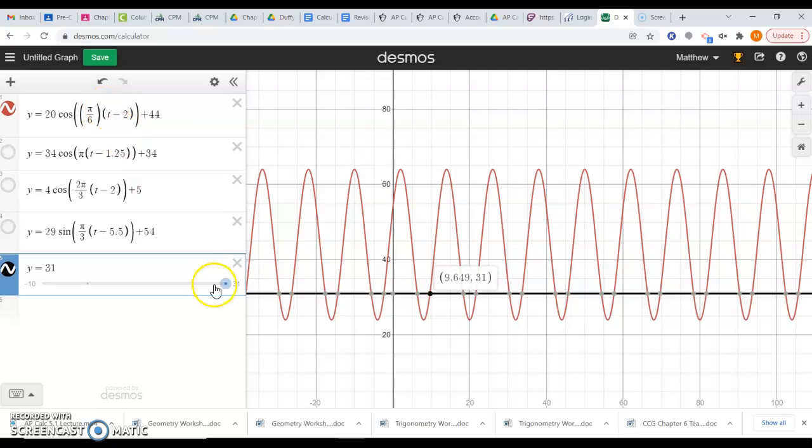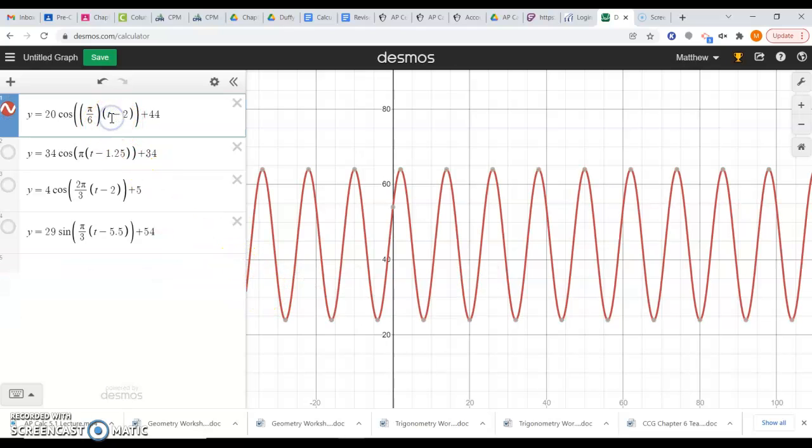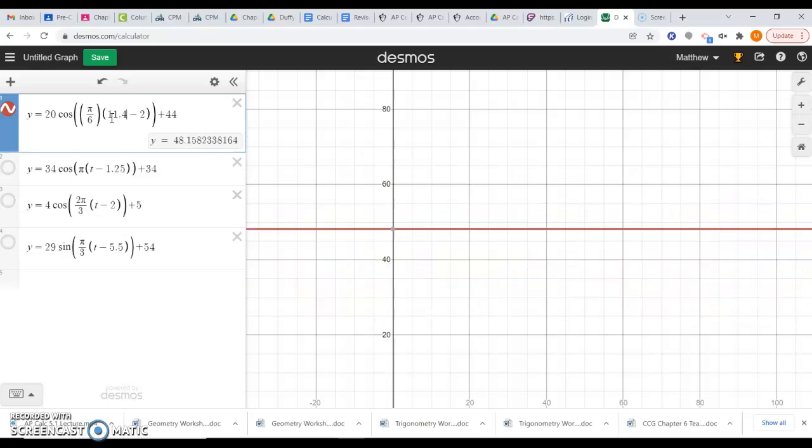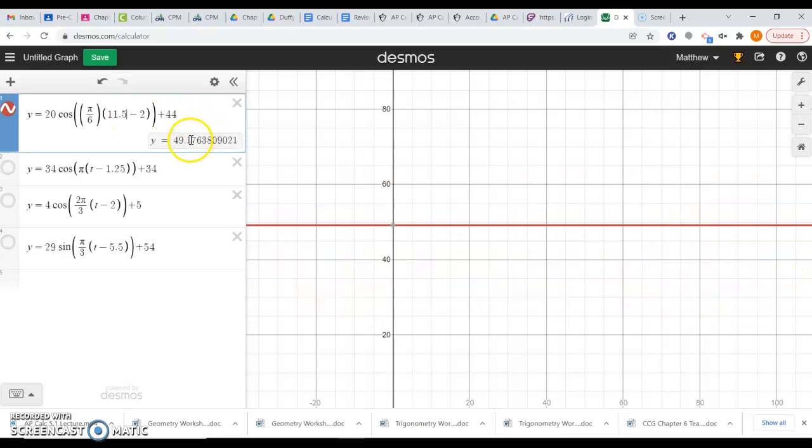To figure out the height of the water at 11:30, we're going to plug 11.5 in for t, and it should give me my answer, which it does, and the height of the water at 11:30 a.m. is 49.176. I'm out of time on this one. We'll pick up with a couple more problems on the next video.